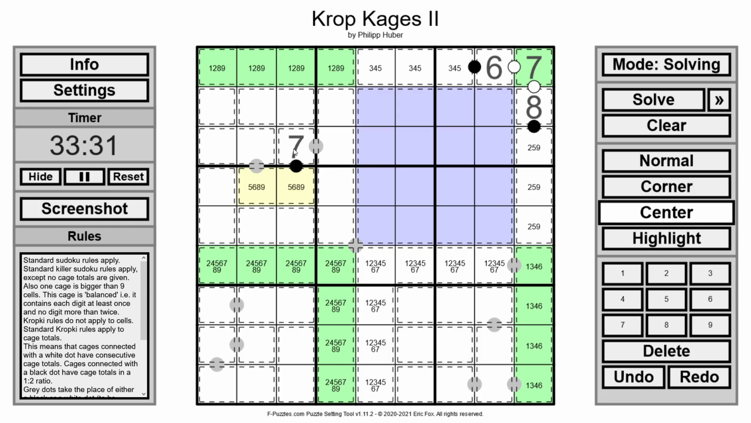And then we have a gray Kropki dot, which I think we cannot yet determine. We have a 14 right here. This could be 13, 15, or 7. So nothing we can put in right here.